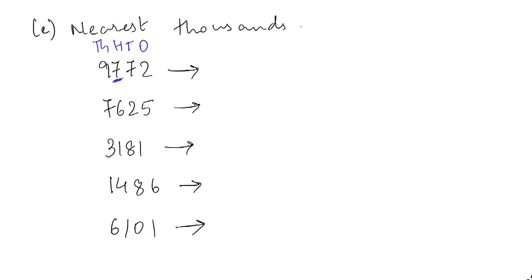9772. In the hundreds place we have 7. Since 7 is greater than 5, we are going to add 1 to the thousands place. That means 9 plus 1 will become 10. And the hundreds, tens and ones places will become 0. These digits will have 0.